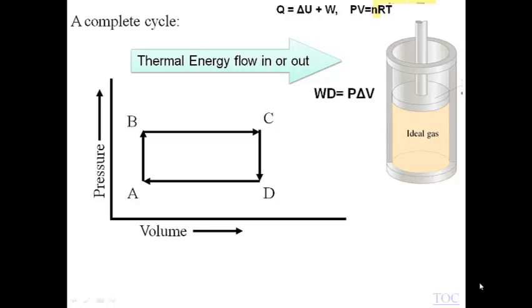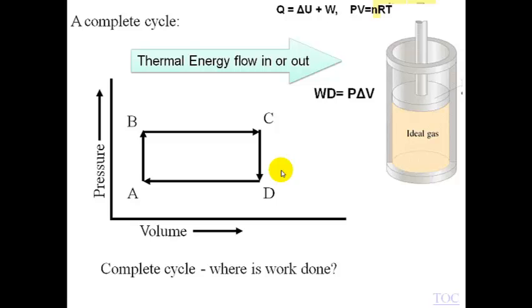The last section is linking all this together. Okay, we have a complete cycle here: A to B, B to C, C to D, D to E. Is thermal energy going to flow in or out? Well, we know that thermal energy flows in there, and it flows out there and there, because they go in the opposite direction.